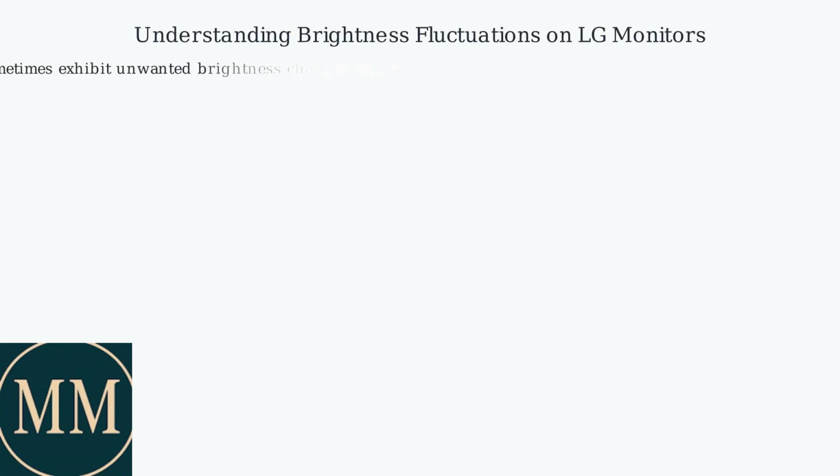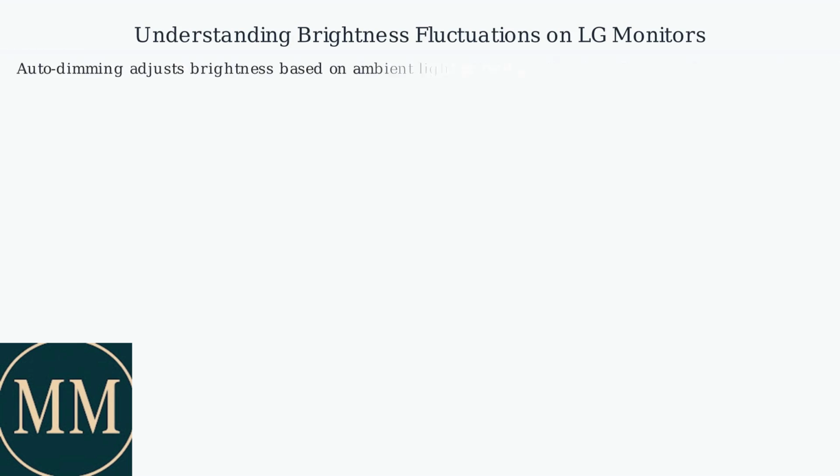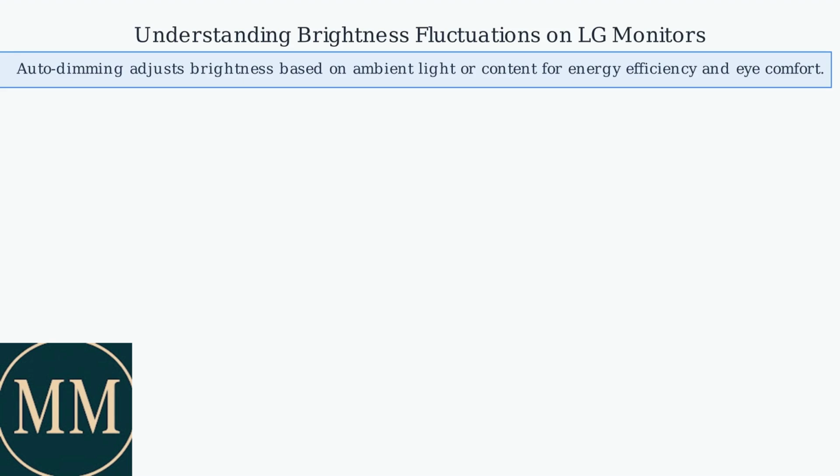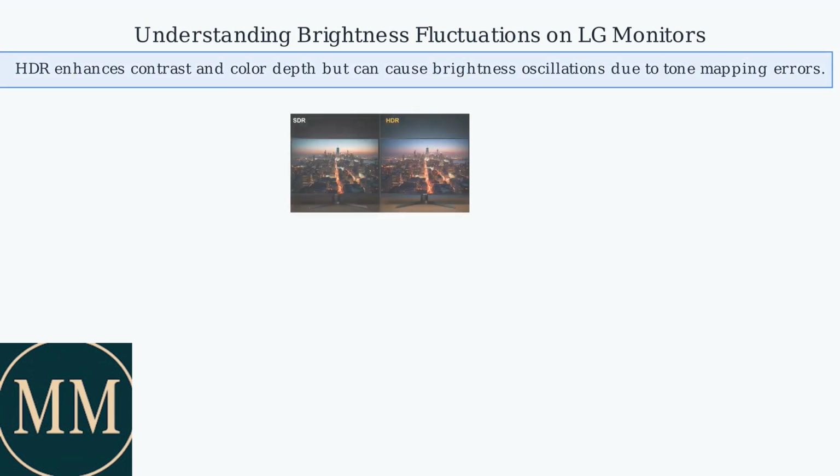LG monitors sometimes exhibit unwanted brightness changes due to features like auto-dimming, dynamic frequency control, DFC, and HDR. Auto-dimming adjusts brightness based on ambient light or content for energy efficiency and eye comfort. Dynamic frequency control, DFC, dynamically adjusts refresh rates and brightness to optimize power and performance. HDR enhances contrast and color depth, but can cause brightness oscillations due to tone mapping errors.